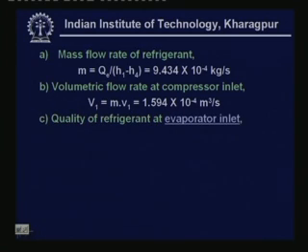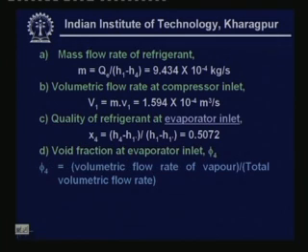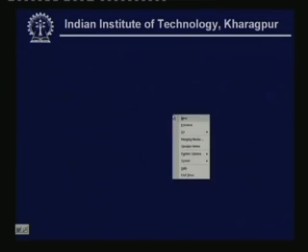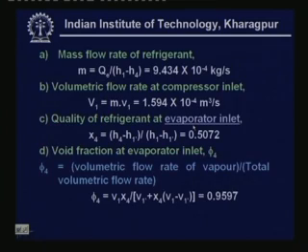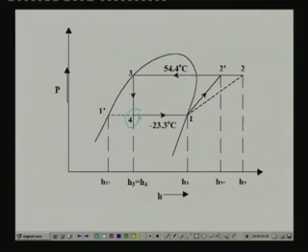So, what do we mean by quality? We have already defined the quality. Quality at evaporator inlet is at this point. Quality at this point is defined as mass of vapor divided by total mass, that is mass of vapor plus mass of liquid. You can show that this is equal to H4 minus H1 dash divided by H1 minus H1 dash.